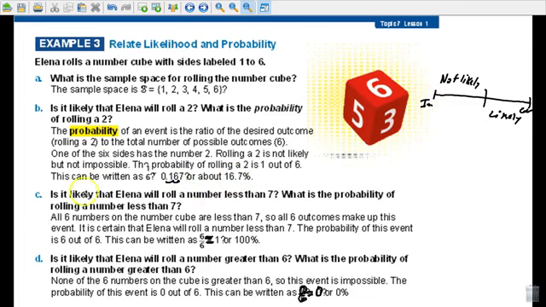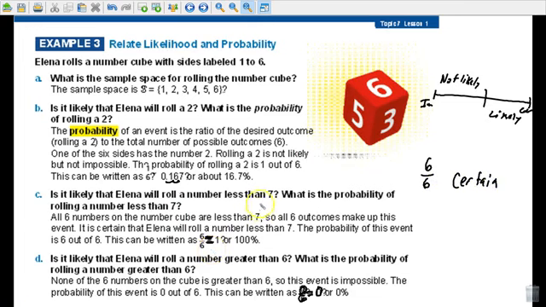Letter C. Is it likely that Elena will roll a number less than 7? What is the probability of rolling a number less than 7? Okay? Well, all the numbers are less than 7, so it's 6 out of 6. And to me, that is certainly going to happen.